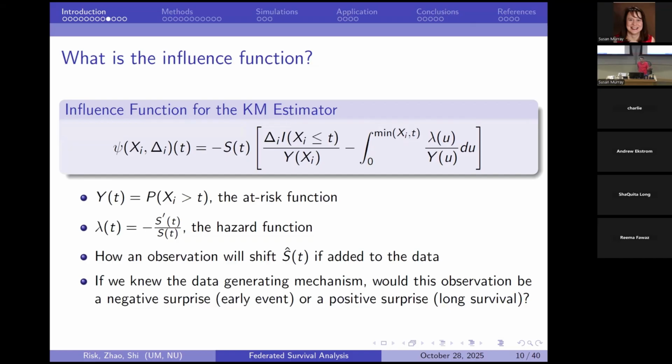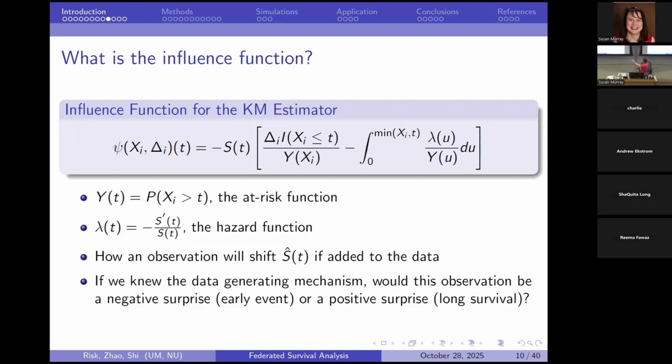the data. Another way of saying this is if we knew the data generating mechanism, so we knew all the true parameters that were generating this data, so how long an individual with these covariates, what would be their probability of surviving beyond time t? If we knew all of those things, would this observation be a negative surprise? So that usually means that individual died early or had an early infection. Or would it be a positive surprise? As in, did this individual survive a very long time without experiencing an event?